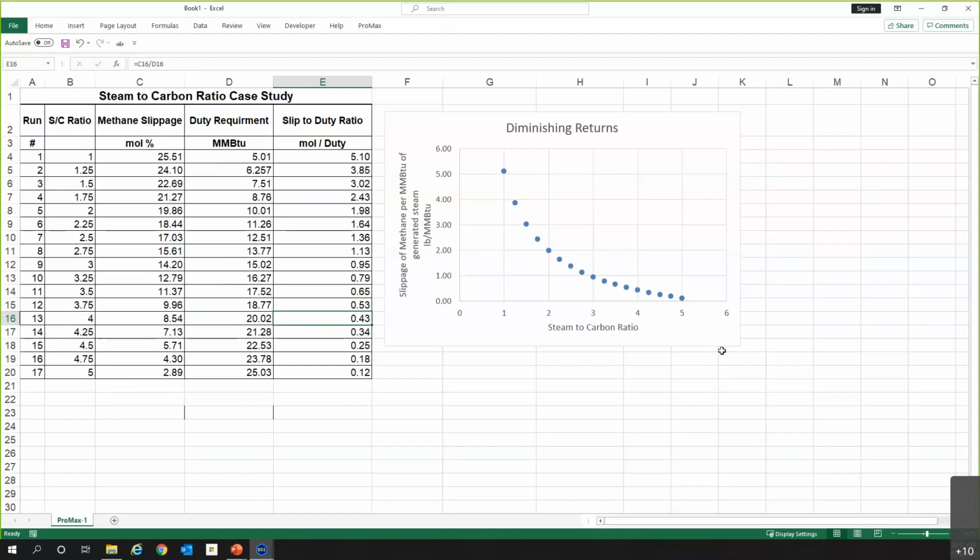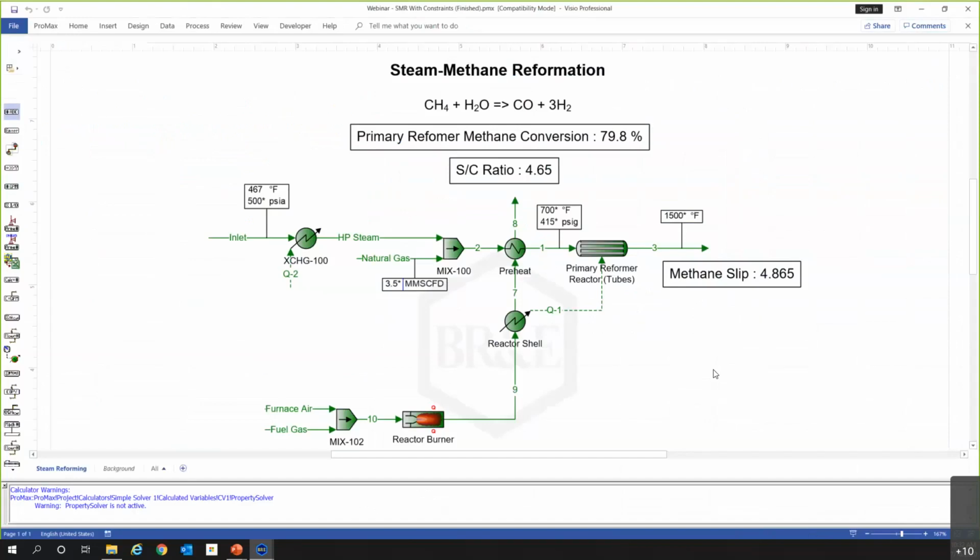So for each additional reduction of the methane slip, it's going to cost us more on a duty basis. So this is another way to look at it, to really see how much money you're getting out of the steam to carbon ratio. It's how important is that methane slip to you? It's going to vary based on different processes. So again, just something else to look at and think about. But that was a quick rundown of the case study that we have.